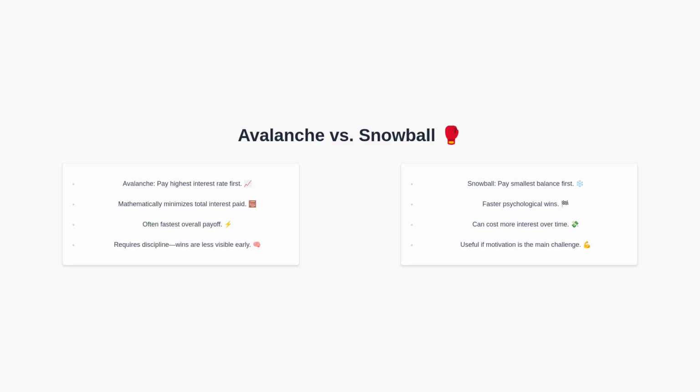It minimizes total interest and is typically the fastest route to becoming debt-free, though it requires discipline because early wins can be less visible. By contrast, the snowball method targets the smallest balance first to generate quick psychological victories. However, it often results in higher total interest costs. If motivation is your primary hurdle, the snowball may help you stay engaged. Otherwise, the Avalanche is financially superior.